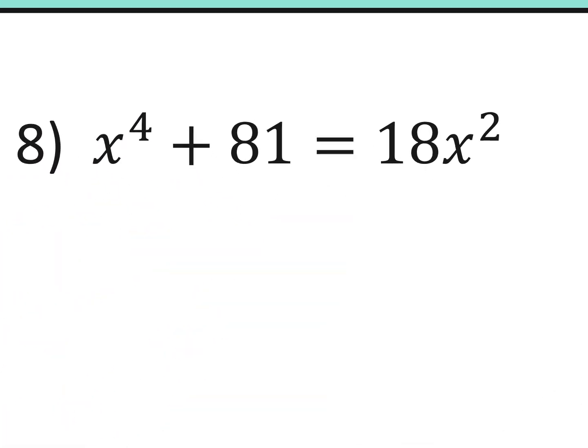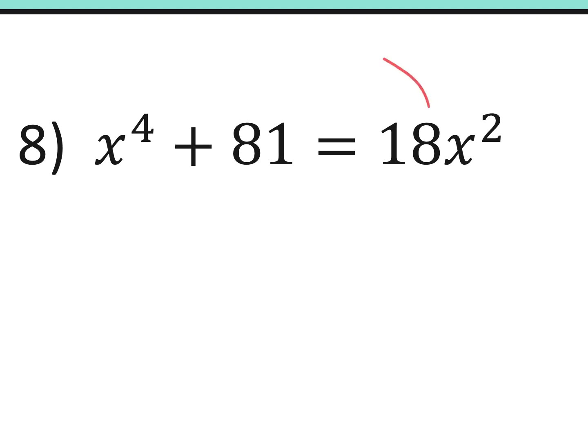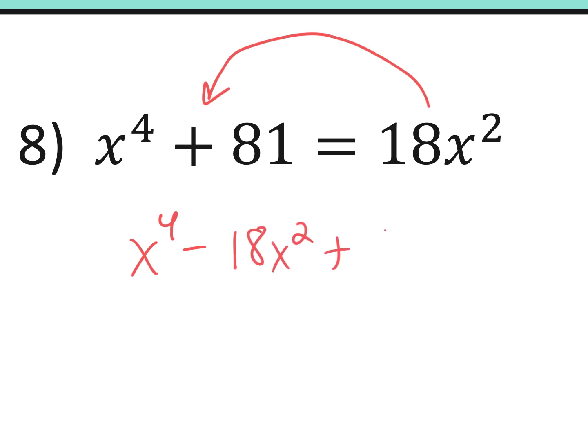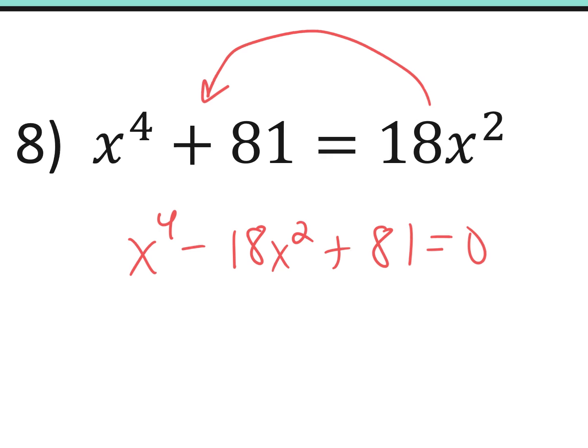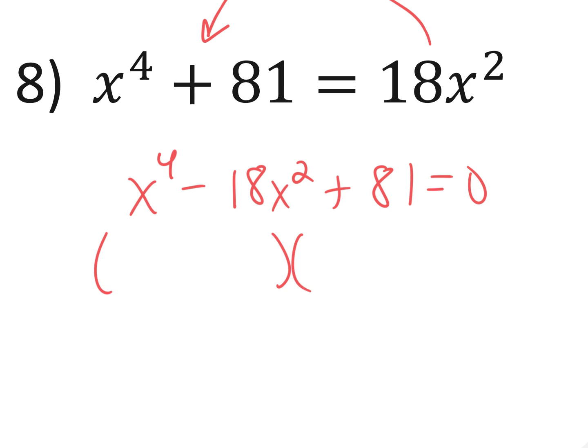All right, so number 8. Again, we're solving. Let's move everything to one side. So when I move this positive 18x squared to the left, it becomes what? Perfect. All right, you can notice some things here, or you can just factor like normal. This is a trinomial. What times what is going to give me x to the 4th? X squared, good. What times what is going to give me 81 when I multiply, but a negative 18 when I add? Negative 9 and negative 9, perfect.